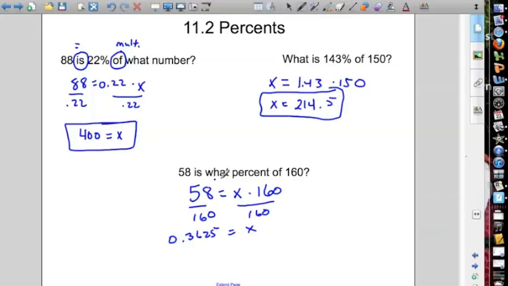But look at what the question asks. It said 58 is what percent of 160. It doesn't want decimal notation. It wants percent notation, so I have to go just the opposite direction. If I have a decimal, I move it two places to the right. As a percent, that would be 36.25%. So you should be able to do any problem, no matter how ugly it comes out, using this method that we've shown you today with the is and of.